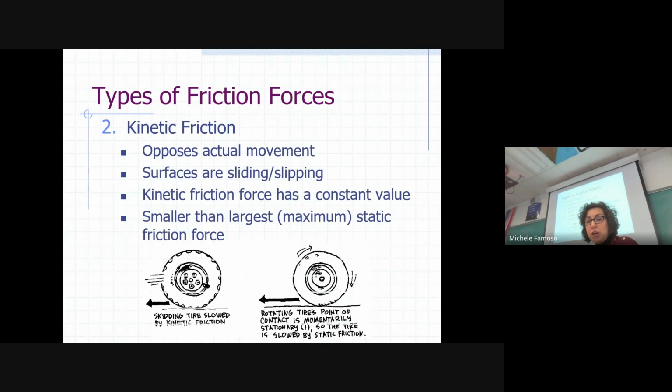All right. I want to talk to you about this scenario. I've got 2 tires here on a car. And the misnomer is that when you're driving your car, because the car is moving, it's got to be kinetic friction. And that's a bunch of BS. Let me talk to you about why.